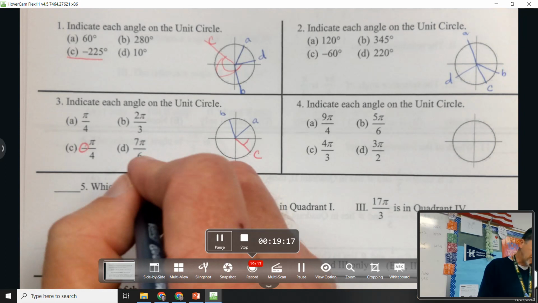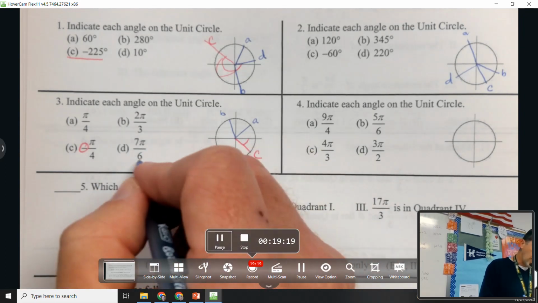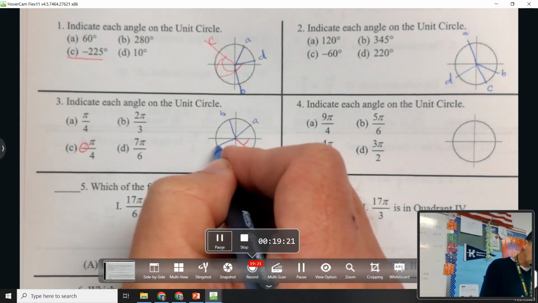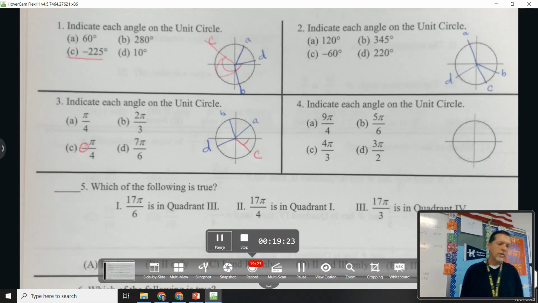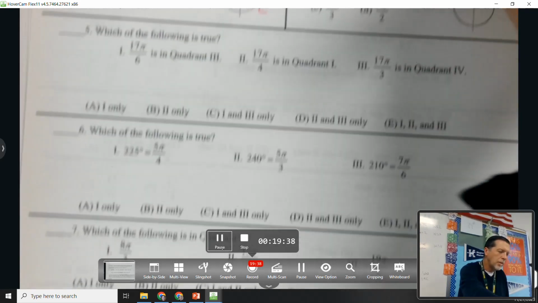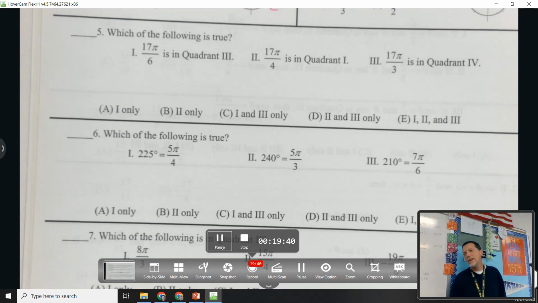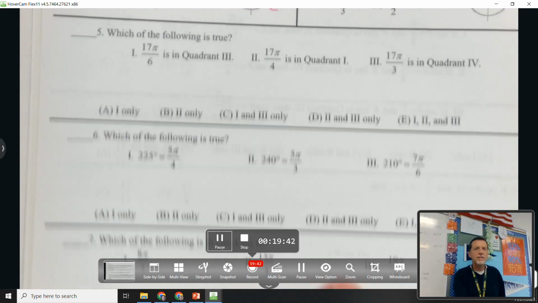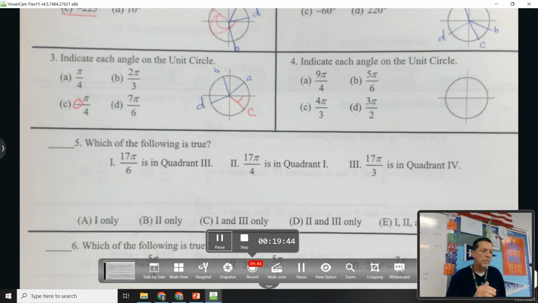7 pi over 6, so that's a little more than pi. Over 6 is a shallow angle, so 3rd quadrant, shallow angle. Okay with those? Good with those? I feel like this is easy. I hate to ever say that about a lesson, but it's just super important before what we get to tomorrow. So I don't mind.